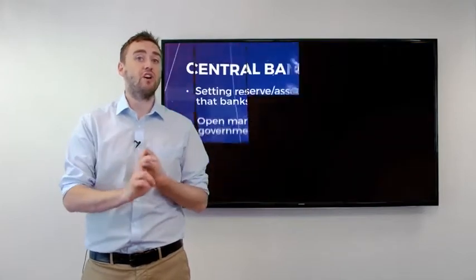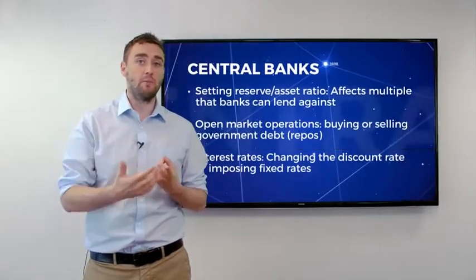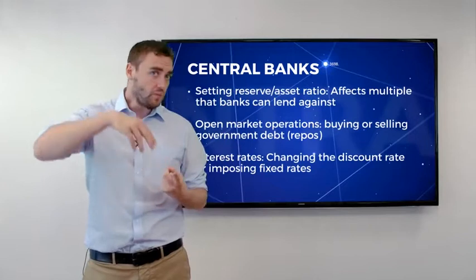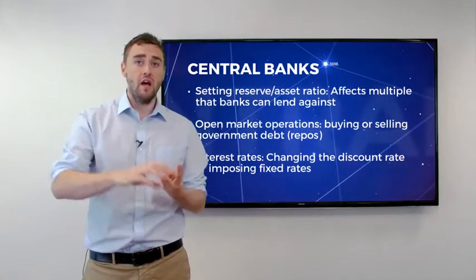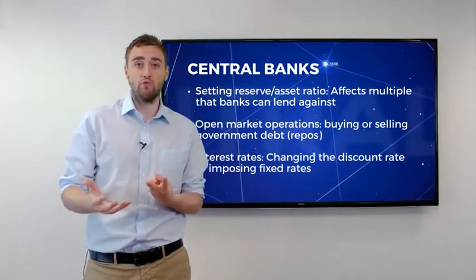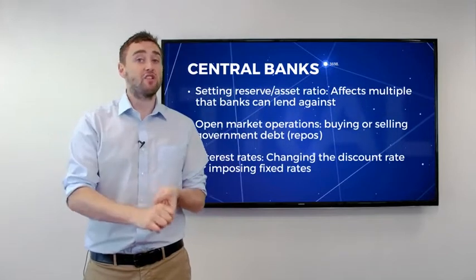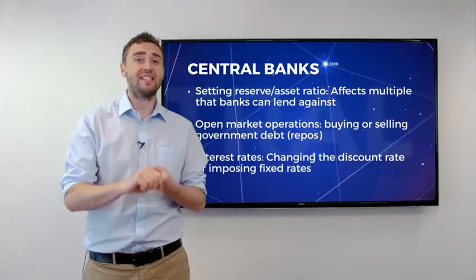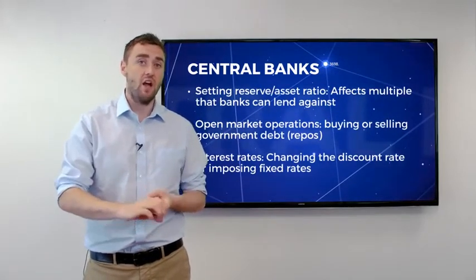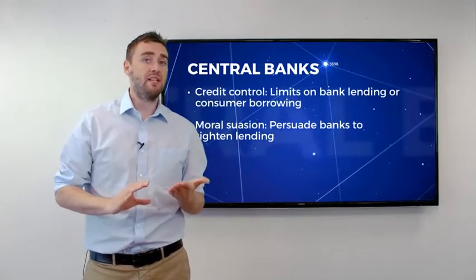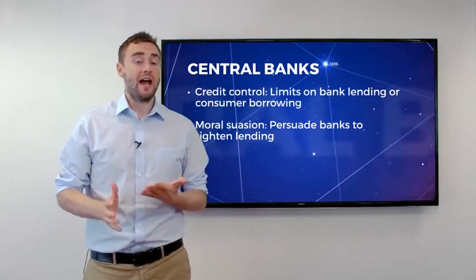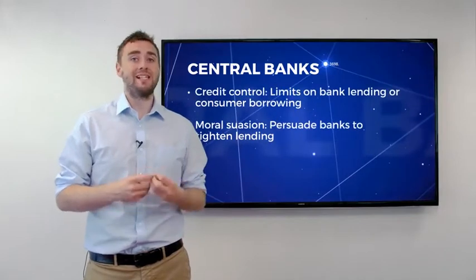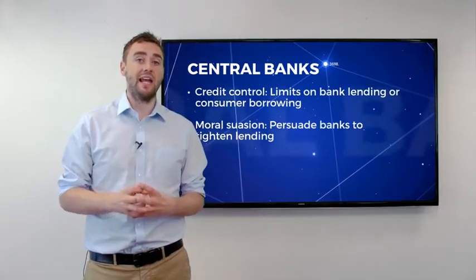First, setting reserve asset ratio, which affects multiples that banks can lend against. Next, you have open market operations, buying or selling government debts, often called repos. In interest rates, of course, changing the discount rate or imposing fixed rates. Credit control, limits on bank lending or consumer borrowing. And then finally, moral suasion, which is basically to persuade the banks to tighten their lending.